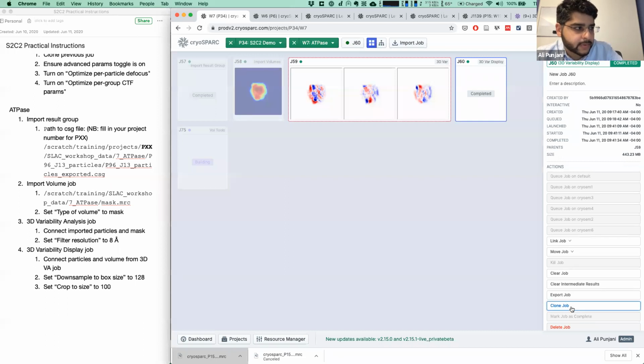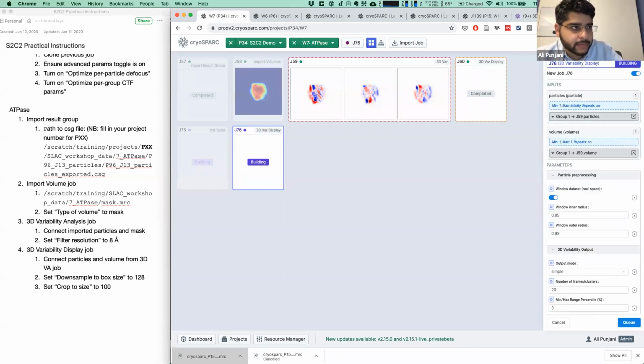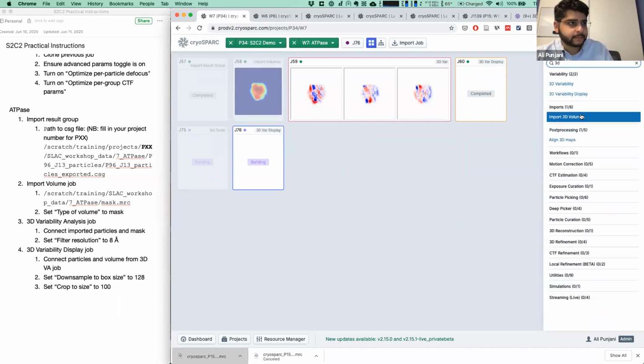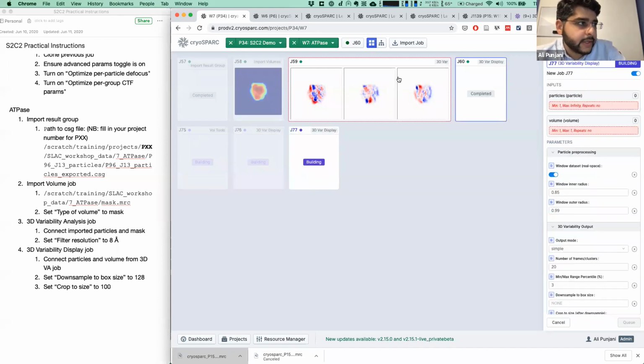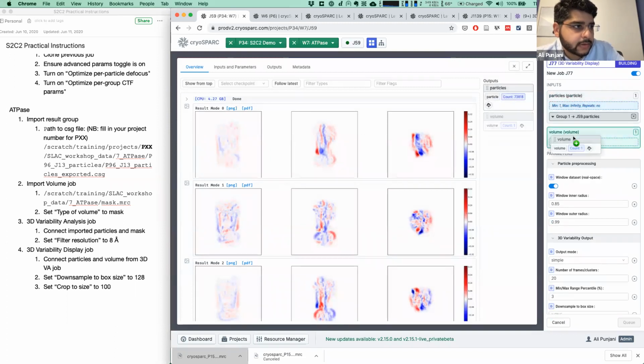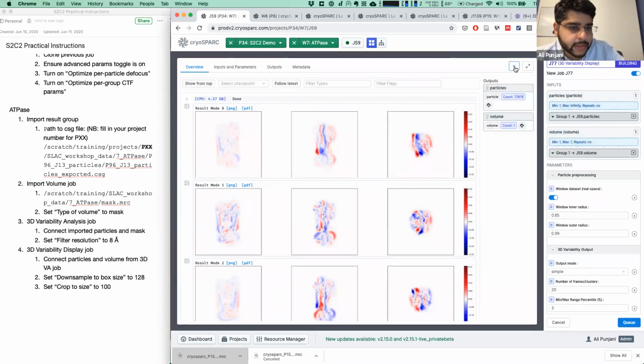And I'll just clone that job so everyone can see how to build it. What you'll need to do is go to the job builder, create a 3D variability display job, and to it connect the particles and volume outputs of your 3D variability analysis job.